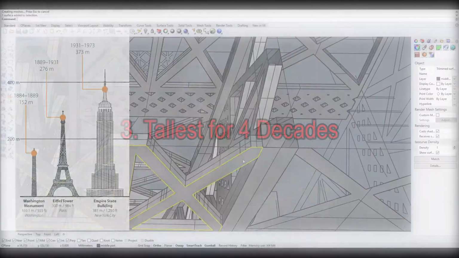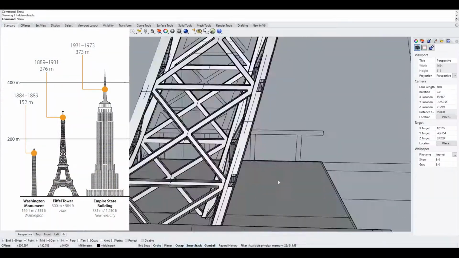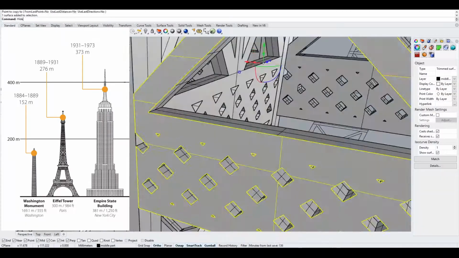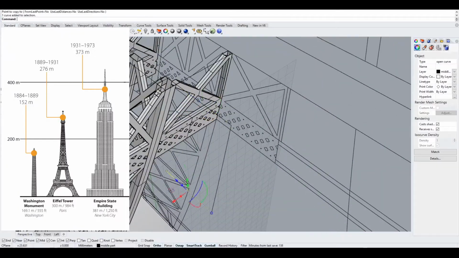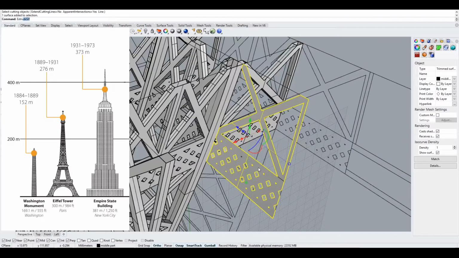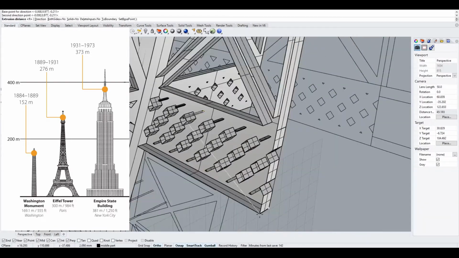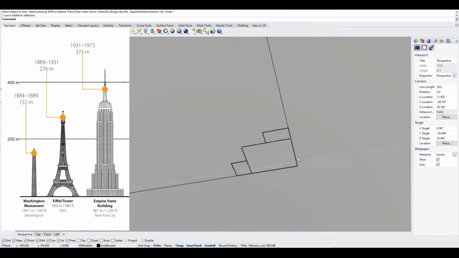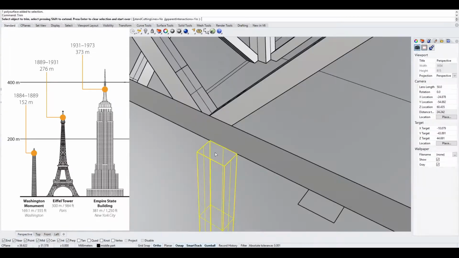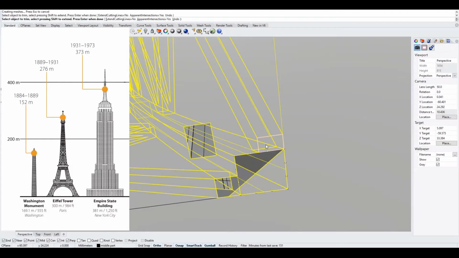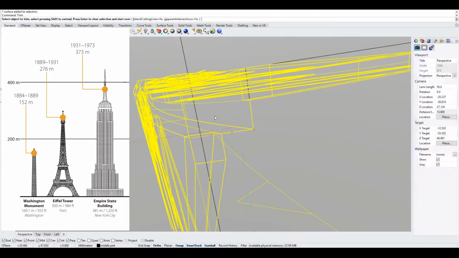Number 3. For 4 decades, it was the world's tallest structure. At 986 feet, the Eiffel Tower was nearly double the height of the world's previous tallest structure, the 555 feet Washington Monument, when it opened in 1889. It would not be surpassed until the completion of the 1,046 feet Chrysler Building in New York in 1930. Although the Eiffel Tower eclipsed the Chrysler Building in height with the addition of an antenna in 1957, it still trailed behind another Gotham skyscraper, the Empire State Building.